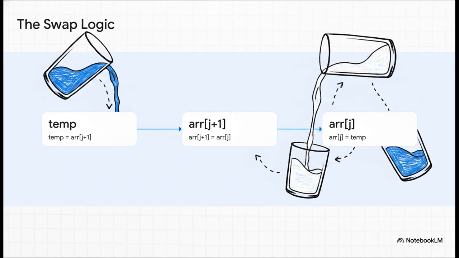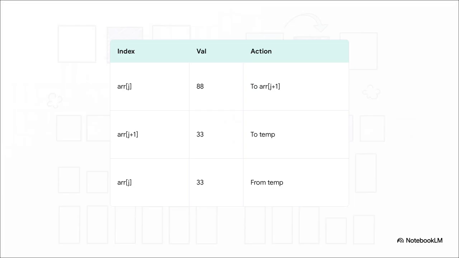But don't panic, that's totally okay because of step 3. We take our safely stored original right side value out of temp and pour it right back into the left side slot. And just like that, the swap is perfectly complete. And this brilliantly illustrates how the code handles our massive numbers deeper in the array.